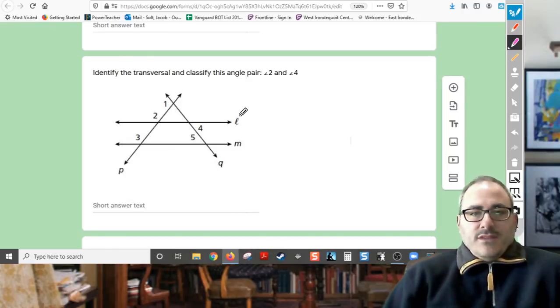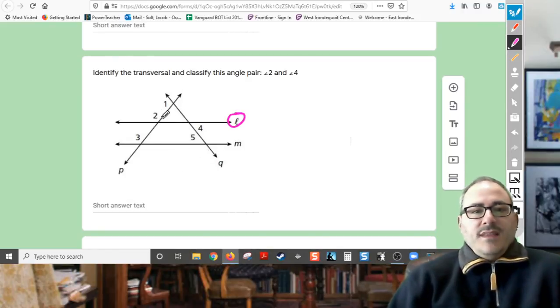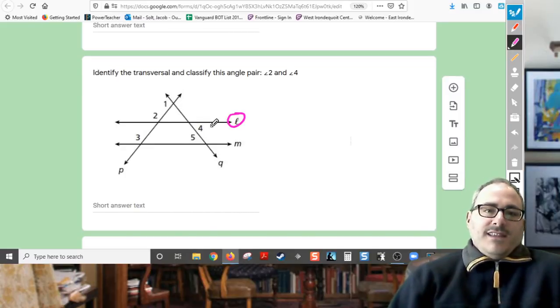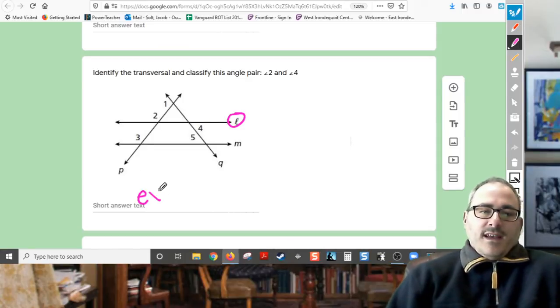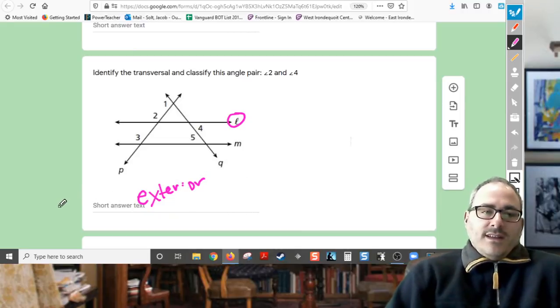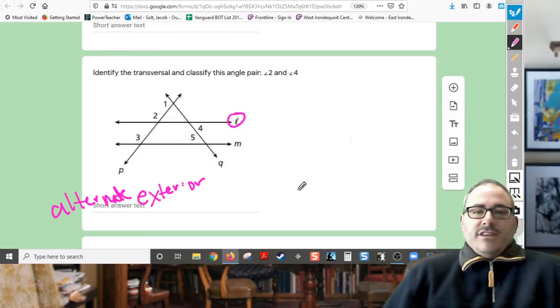So the transversal is L, and that's the line that 2 and 4 are next to, and these two, Q and P, are the lines that it's cutting. 2 and 4 are on opposite sides of this transversal, and they are exterior. So I need alternate exterior, and the transversal is L.